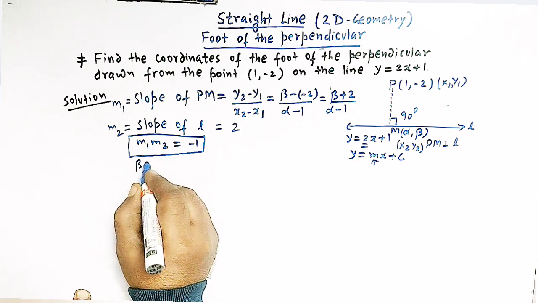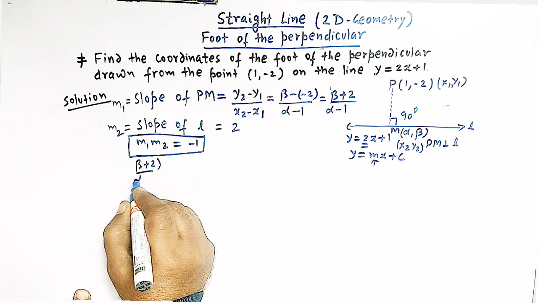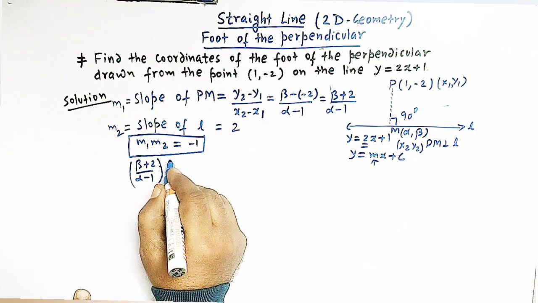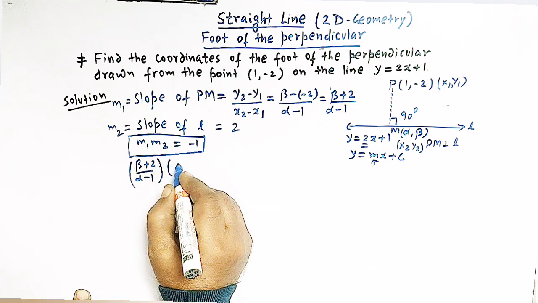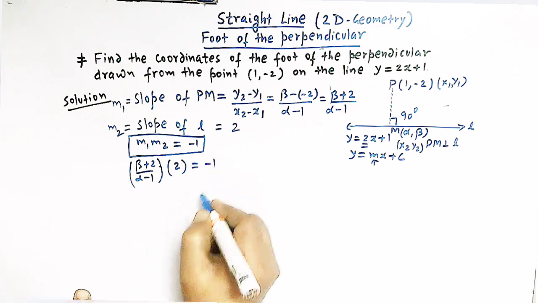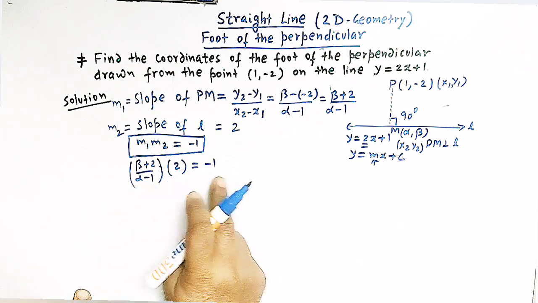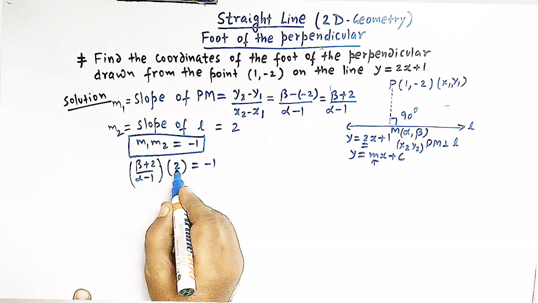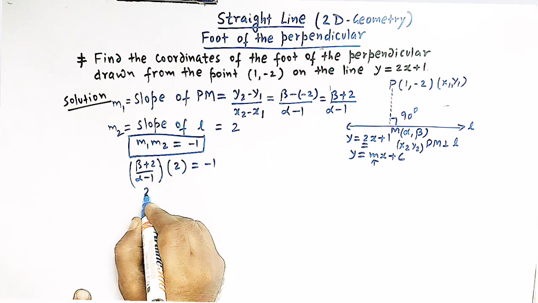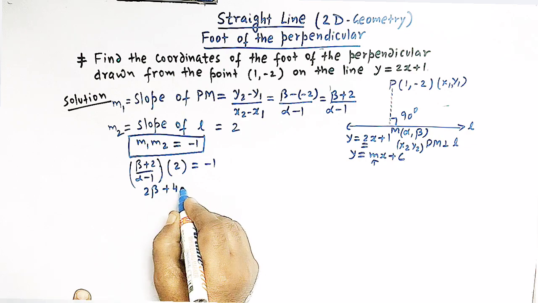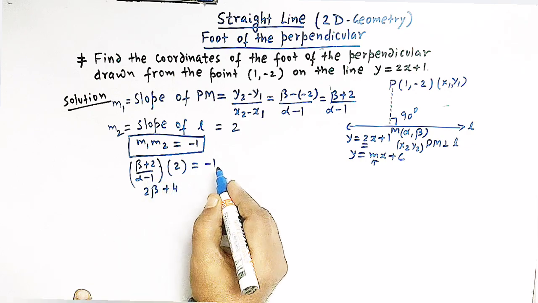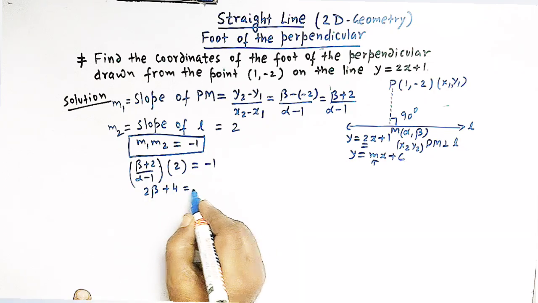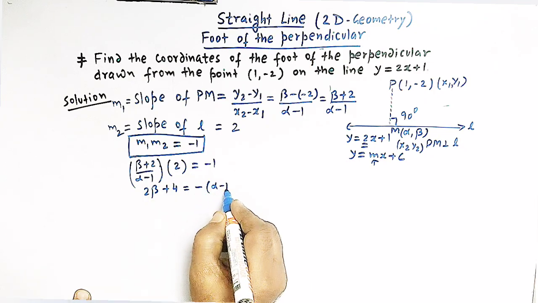So we have (beta plus 2) over (alpha minus 1), and then we have here m2 is 2, and this is equal to -1. So let us rearrange this equation. So multiplying beta plus 2 by 2, we can now write 2 beta plus 4, and taking alpha minus 1 to the right hand side, multiplying it with -1. So we have minus (alpha minus 1).